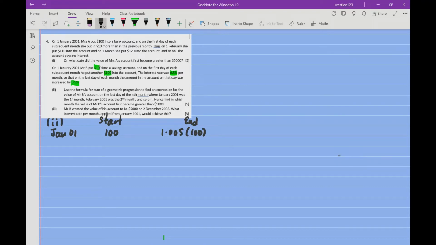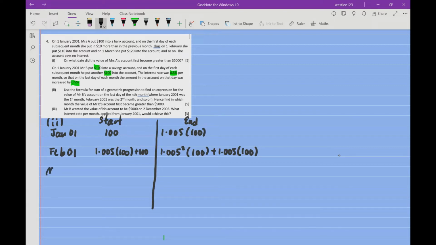Okay, so in the second month, he has what he has at the end of January plus another $100. So at the end of February, this amount gains interest again. So 1.005 squared plus 1.005 times 100. If you still need to write another row to see, it's okay. Normally, after you have written 3 rows, you should be able to see the pattern.